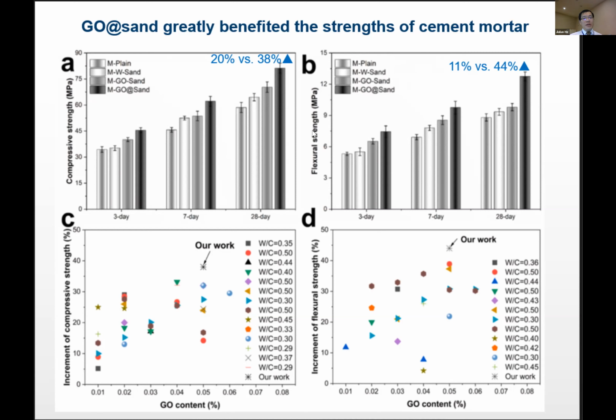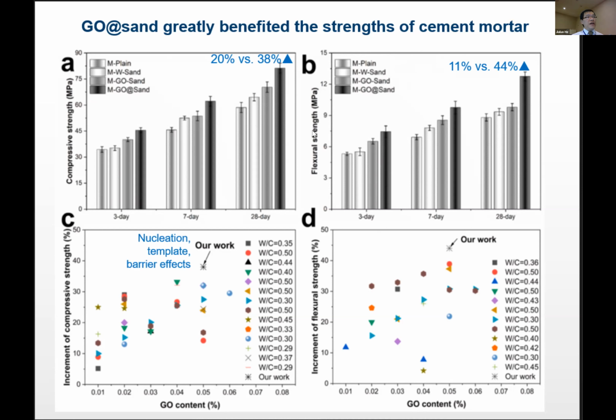0.05% by weight of cement, you're only achieving 20% and 11% improvement. But now by pre-treating the sand, you're achieving much better performance. And if we compare our work versus what's reported in literature, you can see our work is aiming for a good amount of improvement in strength as well as a reasonably low level of graphene oxide, because then you are achieving a very cost-effective approach.